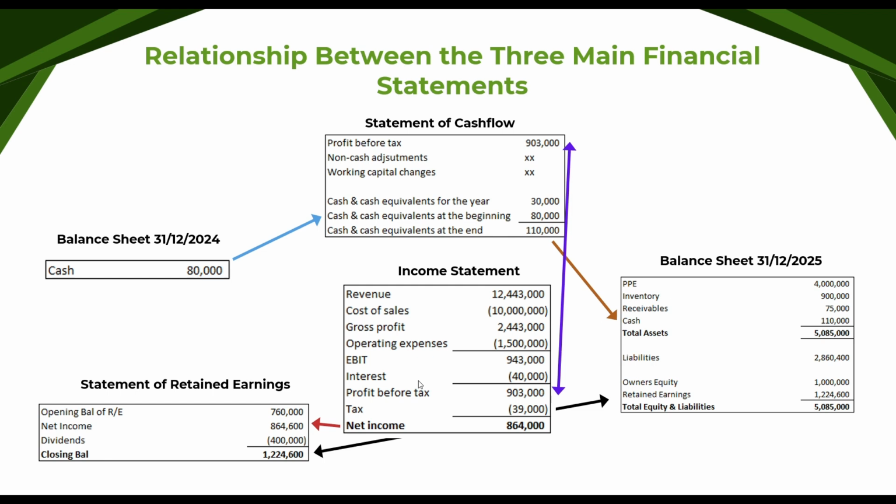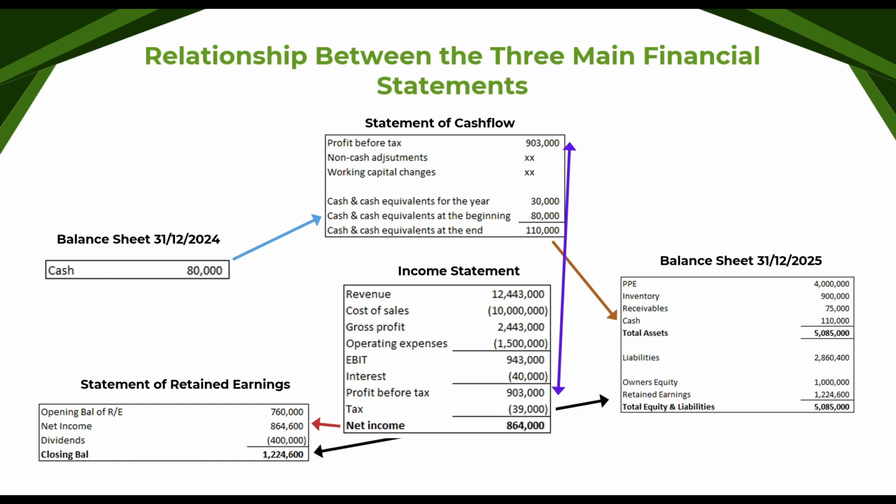Your balance sheet is linked to your income statement through the retained earnings. So how is it linked through the retained earnings? We have our statement of retained earnings here. We have the opening balance of retained earnings, which is the prior year closing balance, brought down to this year as the opening balance. Then we make some adjustments, which include the addition of net income coming from the income statement. Then we have the deduction of the dividends paid during the year, which is a reduction. At the end of the year, we have a closing balance, which is then transferred to retained earnings in the balance sheet.